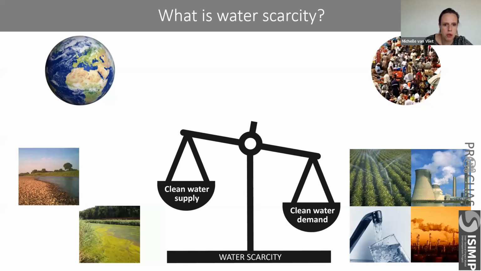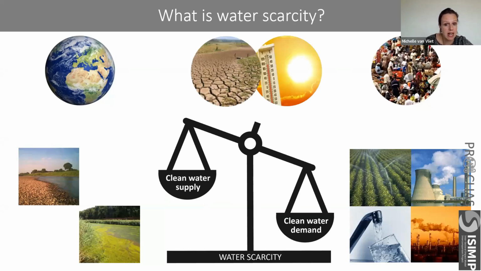Well, and on top of these more gradual developments, also increases in the frequency and the intensity of climate extremes, such as droughts and heat waves, may further increase this imbalance between the supply versus the demand for clean water resources.